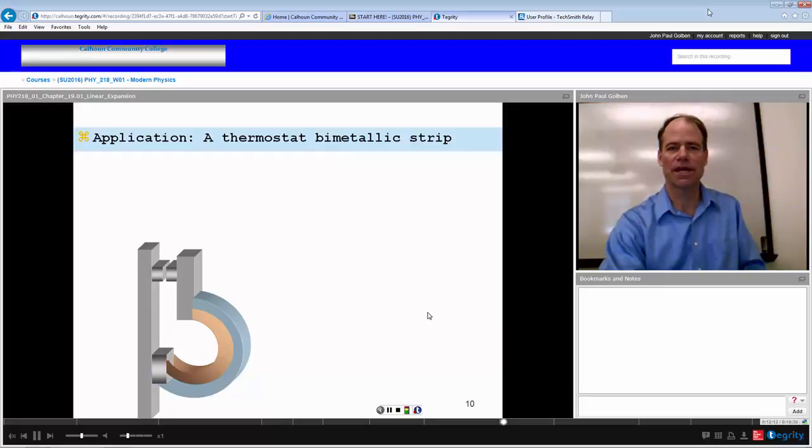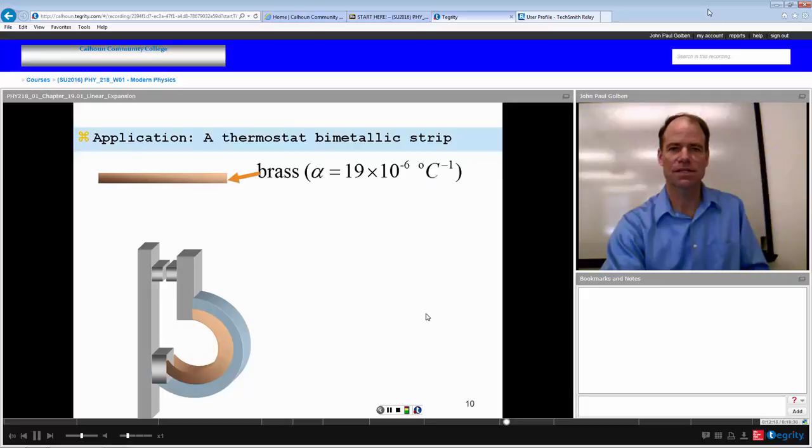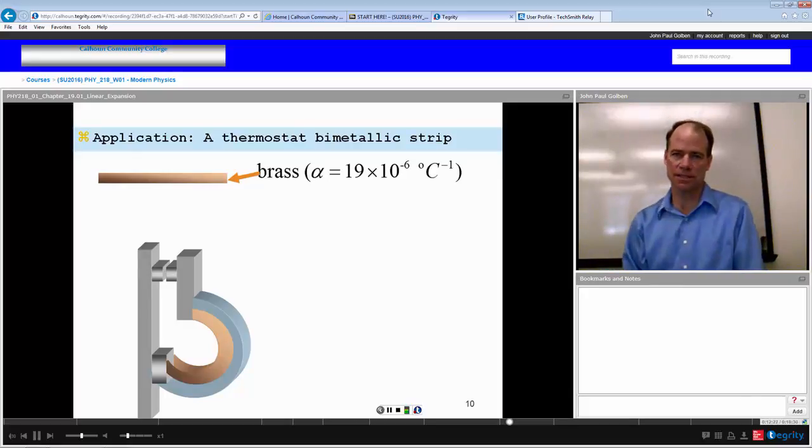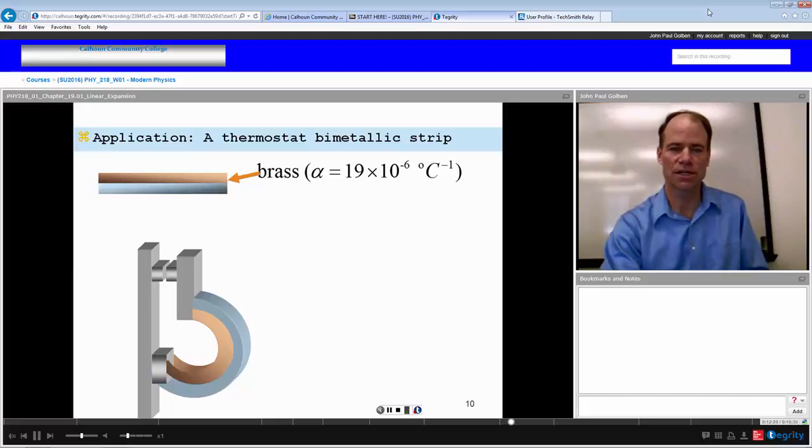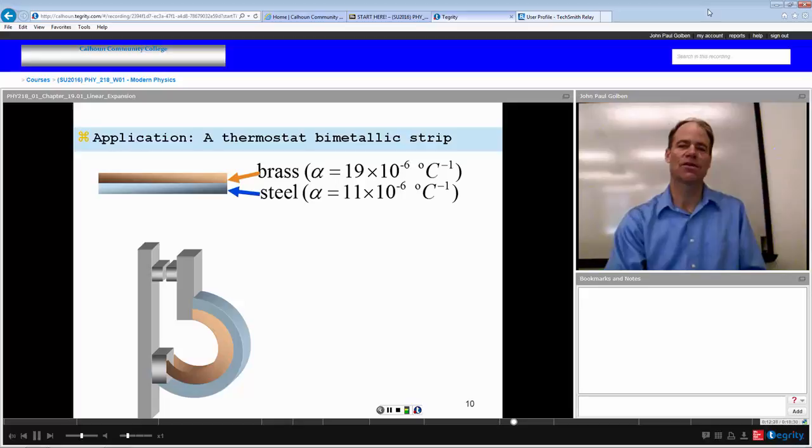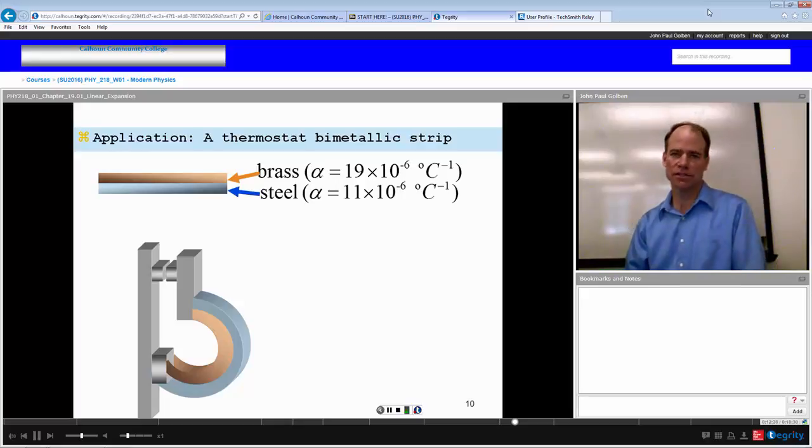Here's another application, a thermostat bimetallic strip. Let's say one strip is made out of brass with a linear coefficient of 19 times 10 to the minus 6 per degree Celsius, and the other strip is made out of steel with a linear coefficient of 11 times 10 to the minus 6 per degree Celsius, almost a 2-to-1 ratio in the way that they expand.